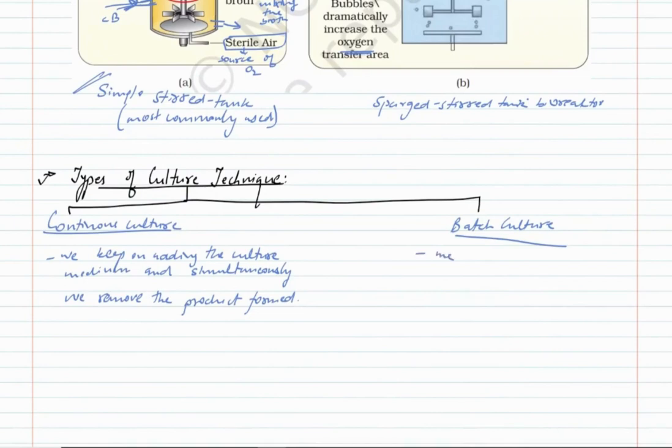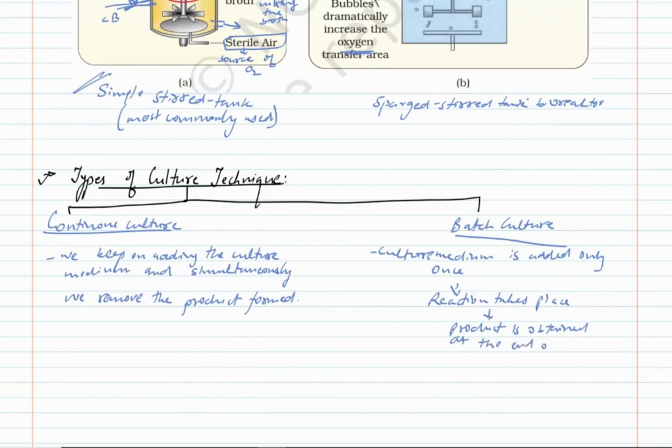In a batch culture, the medium, that is the culture medium, is added only once. The reaction takes place and the product is obtained only once, at the end. So continuous culture we use when we require a very large amount of product.